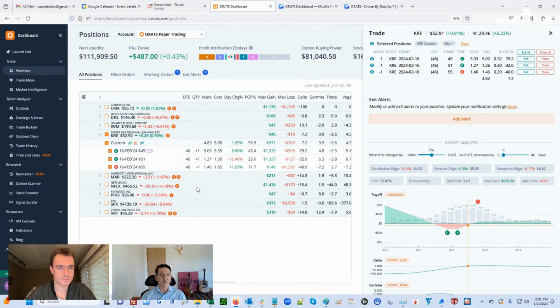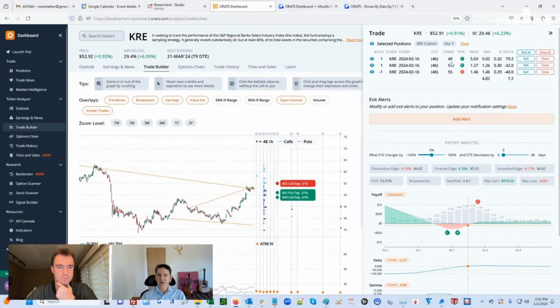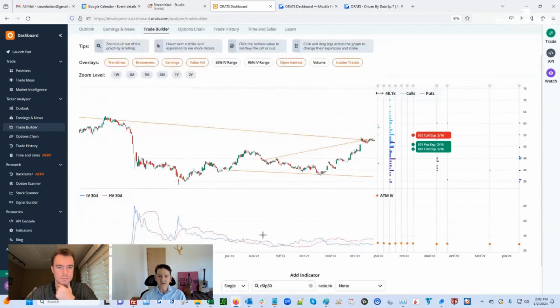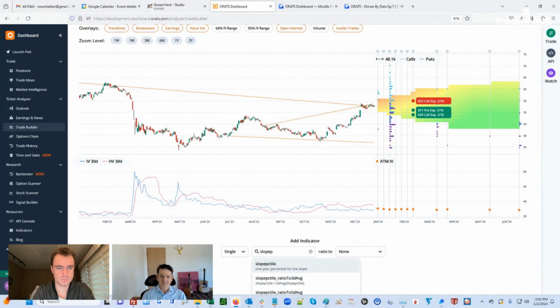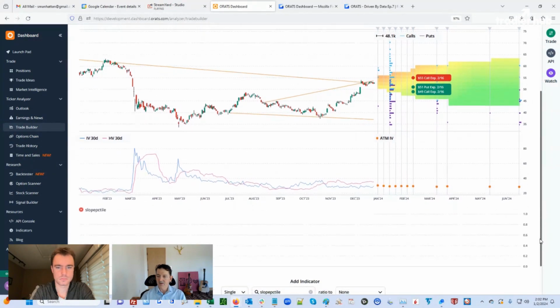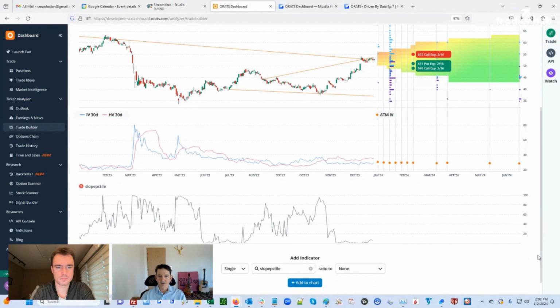If you might recall, or if you go rewatch that, we were looking for the skew to come up, which is the put call skew. So we want the puts to go up. It was really low. Let me just highlight that. We could go to our trade builder, and then I could show the slope percentile. Let's look at that. So it's really low, and we still haven't seen it come up. So we've got a lot of time. We're going to be waiting around.